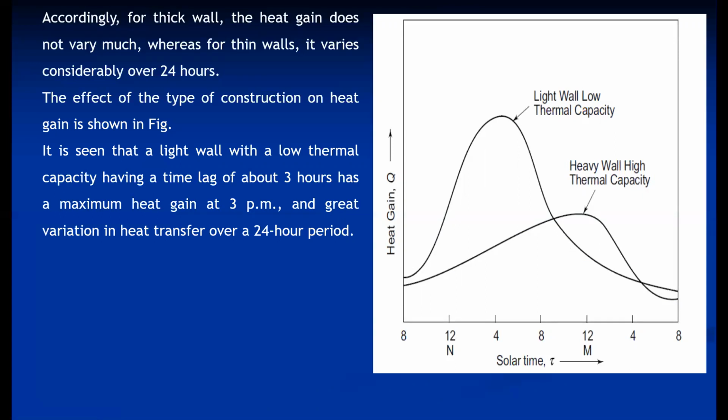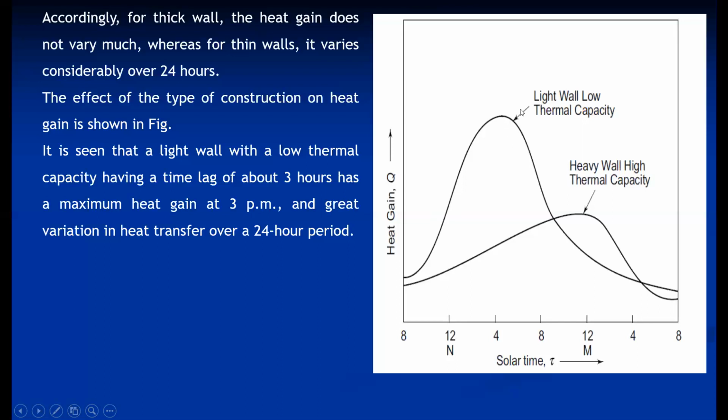It is said that a light wall with low thermal capacity has a time lag of about 3 hours, with the maximum heat gain at 3 p.m., and a great variation in heat transfer over 24 hours. So suppose for a time lag of 3 hours, this particular heat gain arises, so whatever the 12 noon heat, it arises around, suppose, 1 p.m., if the maximum heat transfer is there.